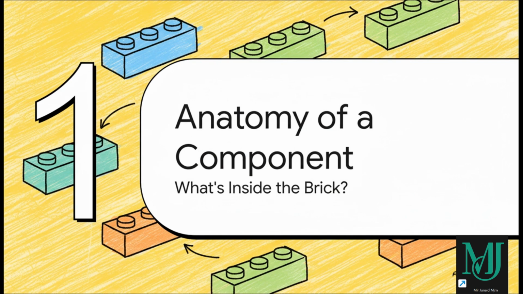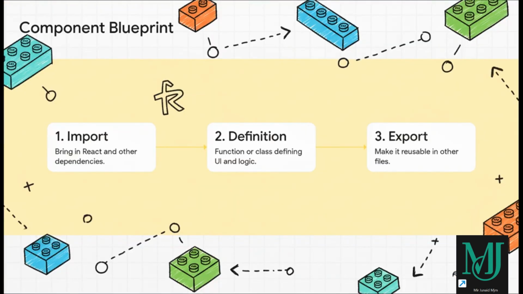Now that we understand what components are and why they are so powerful, let's peek inside one. The anatomy of a React component follows a simple, repeatable pattern every time. Import the tools you need, define the component, the logic that says what the UI should look like, export it, packaging your custom Lego brick so anyone on your team can use it. That's the blueprint: import, define, export.